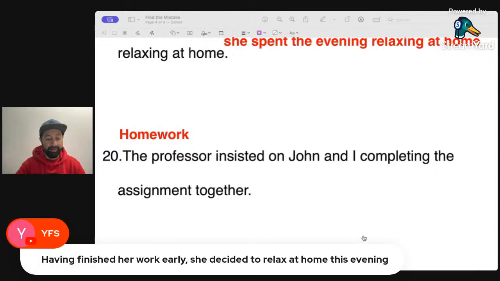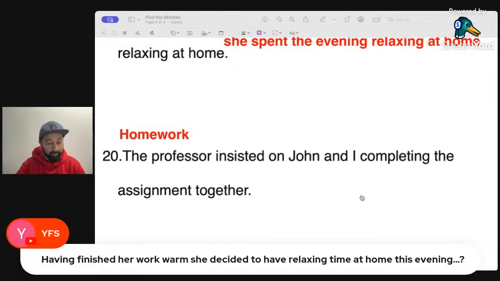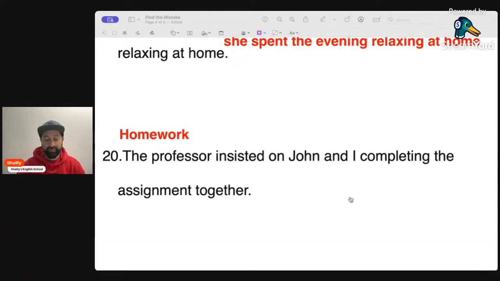YFS here. Having finished her work early, she decided to relax at home this evening. Perfect. The other one was having finished her work early, she decided to have a relaxing time at home this evening. Yeah, just put a relaxing time. This here, it's going to be a countable noun. Good job, YFS. Okay, so number 20 is for homework.